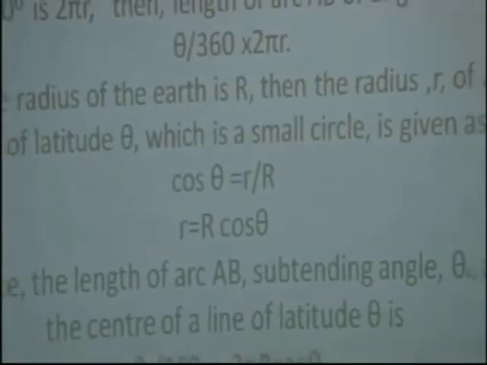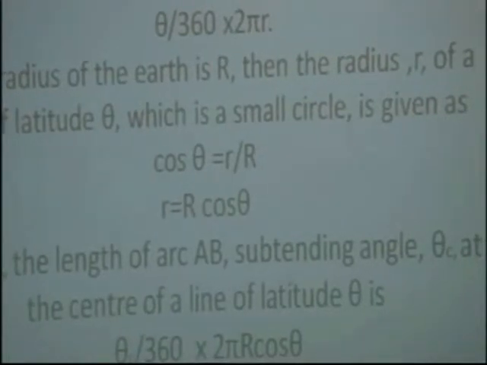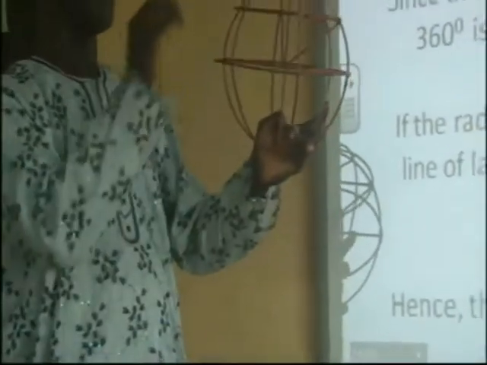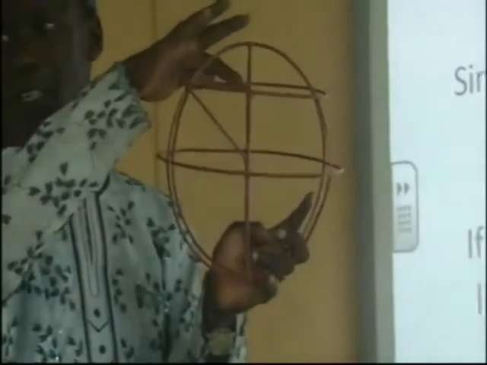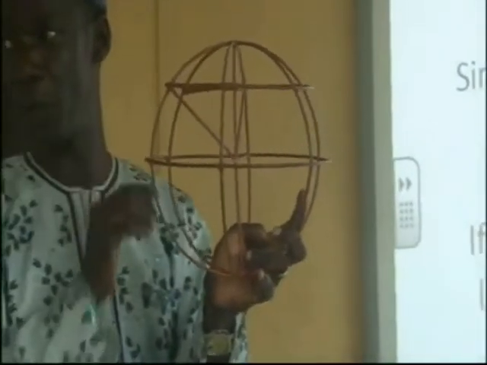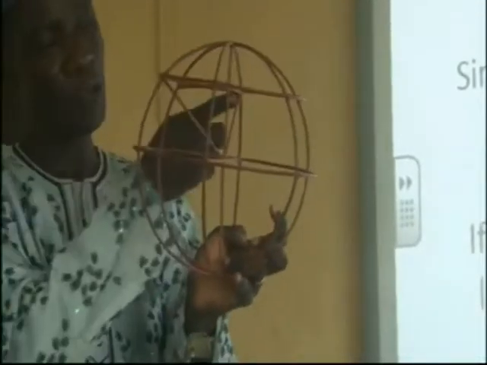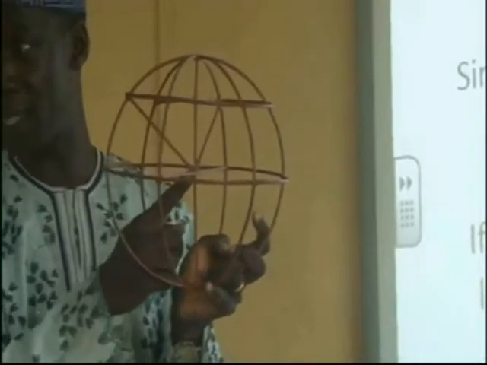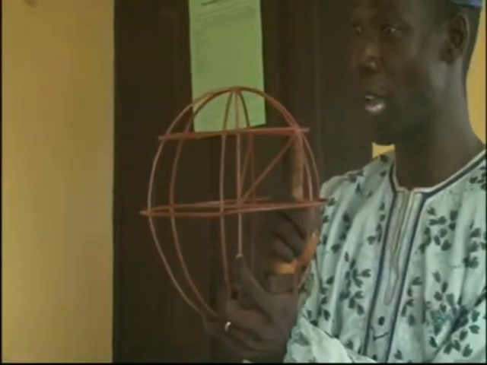Then the radius r of the line of latitude theta, which is a small circle, is given as follows. Look at this angle here. We want to find the radius of this line of latitude, from here to here. This is the radius of the line of latitude. But from here to here is the radius of the earth.